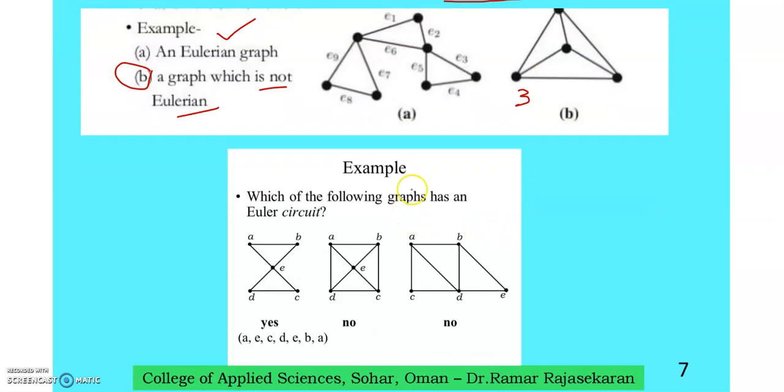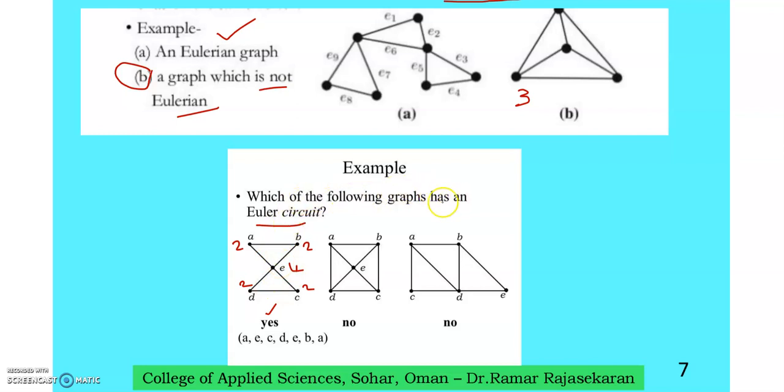Now, you see one more example. Which of the following graphs has an Euler circuit? Now, first one is yes. Second one is no. Third one is no. Why? Now, you see again, this is the degree. What is the vertex A? This is a degree 2 vertex. This is a degree 2 vertex. This is a degree 4 vertex. This is a degree 2 vertex. This is degree 2. Yes, all the vertices have even degree, maybe 2, 4, 6, 8, doesn't matter, even degree. That's why here I can write an Euler circuit. If any graph has an Euler circuit, then that is an Euler graph.